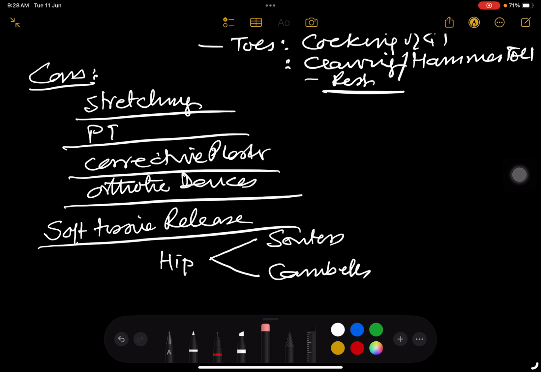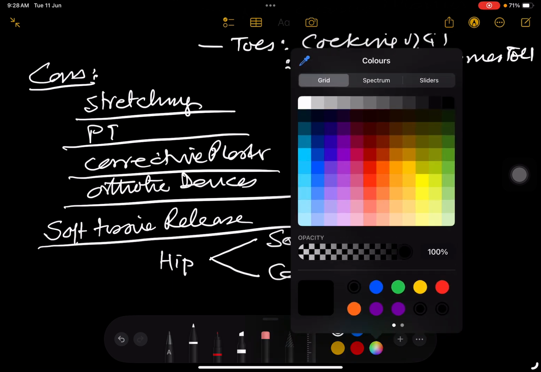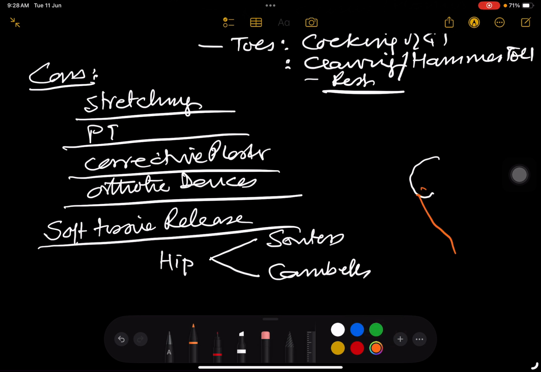So, if this is the anterior spine, this is where the sartorius is going. And here is where the tensor fascia lata is going. So the incision comes on the iliac crest and then extends like this, parallel to the tensor fascia lata, which has become the iliotibial band. Correct?